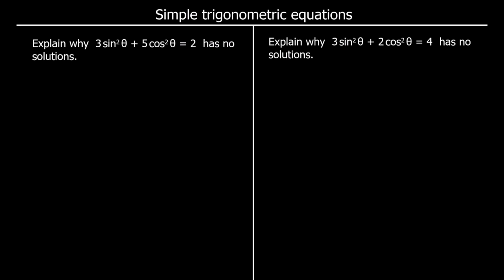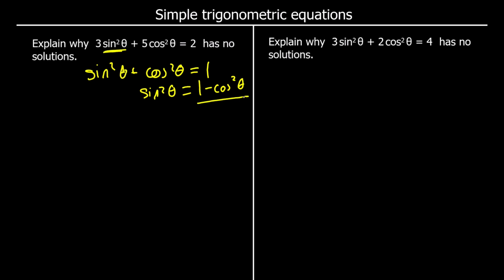Explain why 3 sine squared theta plus 5 cos squared theta equals 2 has no solutions. So let's try and solve it. So what we want to do is to either get rid of the sines or the coses using our identity. So sine squared theta plus cos squared theta equals 1. If I want to get rid of the sines, I'll get sine squared theta by itself, so I can change that into 1 minus cos squared theta.